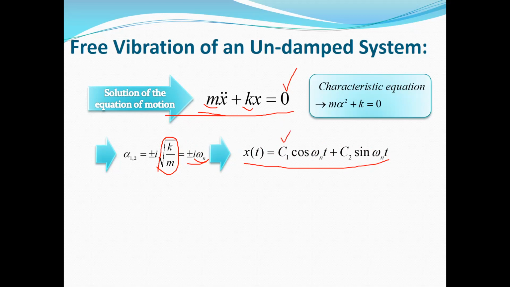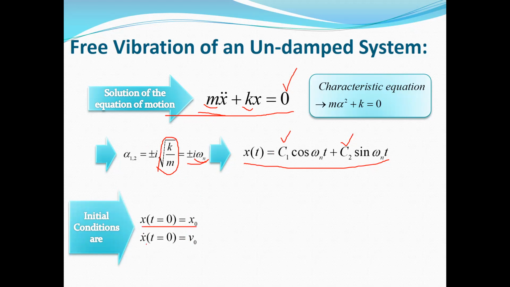And C1 and C2, these two constant coefficients, will be obtained from the initial conditions, similar to the previous part. We can assume that the initial conditions for this system are x naught and v naught. x naught is the initial displacement, and v naught is the initial velocity. Sometimes x naught or v naught, one of them can be 0, or both of them can be non-zero, and it depends on your initial condition. We assume this general form for the initial conditions. Now we can use them.